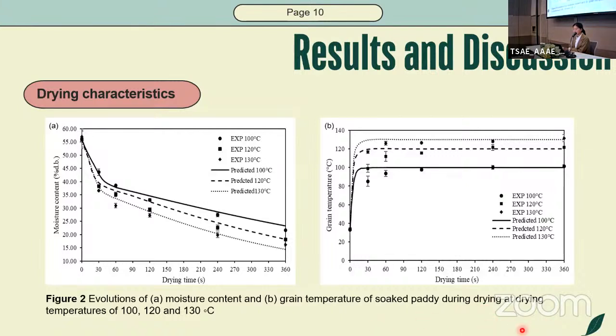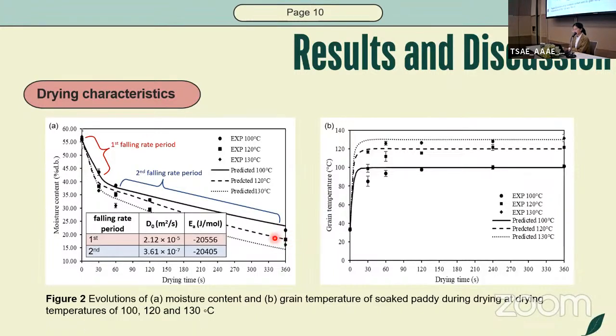Now we move on to the result indication. You can see that in figure 2, a higher drying temperature leads to a higher mid-end mass transfer, and the drying characteristic can be divided into two periods: the first falling period and the second falling period. And the first falling period has an effective diffusivity more than the second period.